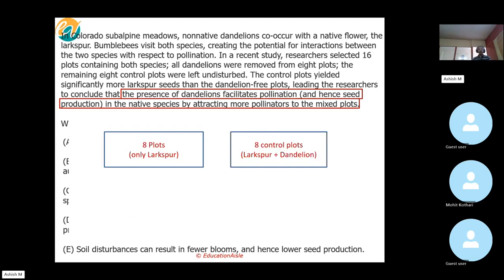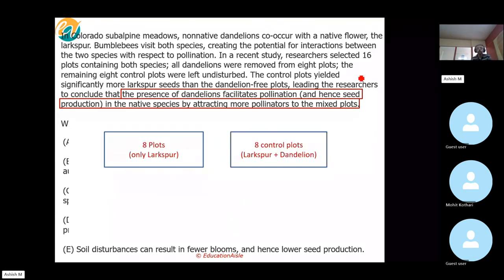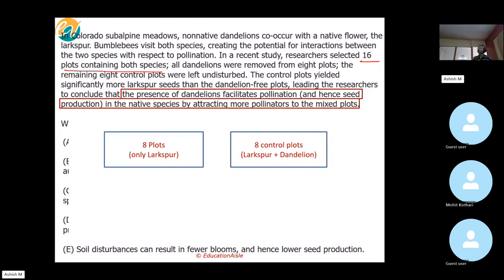Okay. So essentially, this is how things look. Notice there were a total of 16 plots containing both the species. What does it mean by both the species? Larkspur and dandelion, both. Now, what was done, guys? All dandelions were removed from 8 plots. From these plots, dandelions were removed. The remaining 8 control plots, so the argument is referring to them as control plots, were left undisturbed. Undisturbed means both larkspur and dandelion were present.